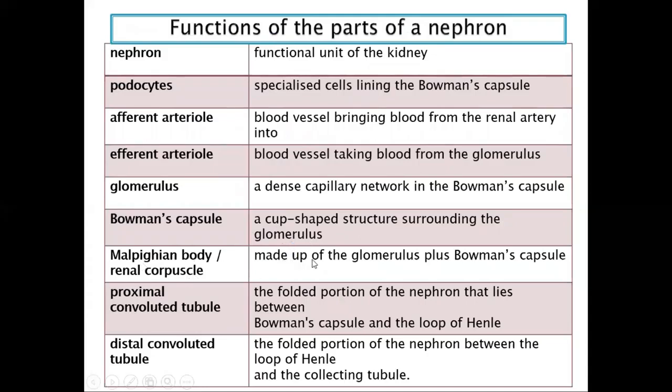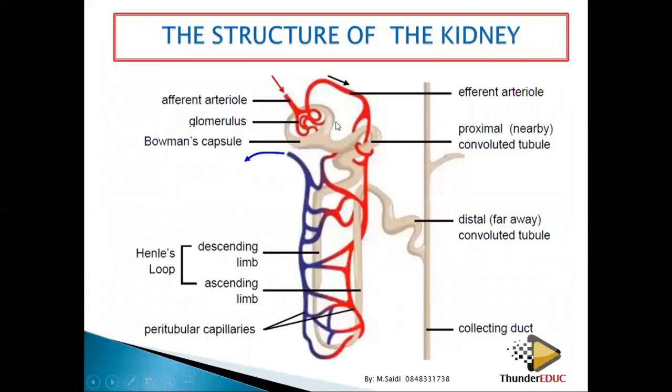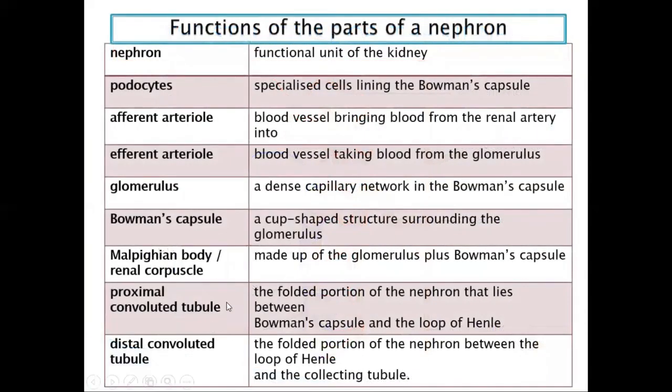Then you have the Malpighian body. This one is made up of the glomerulus plus the Bowman's capsule. This is the Malpighian body. So this part, the Bowman's capsule, and then the glomerulus, when you combine them, they form the Malpighian body.